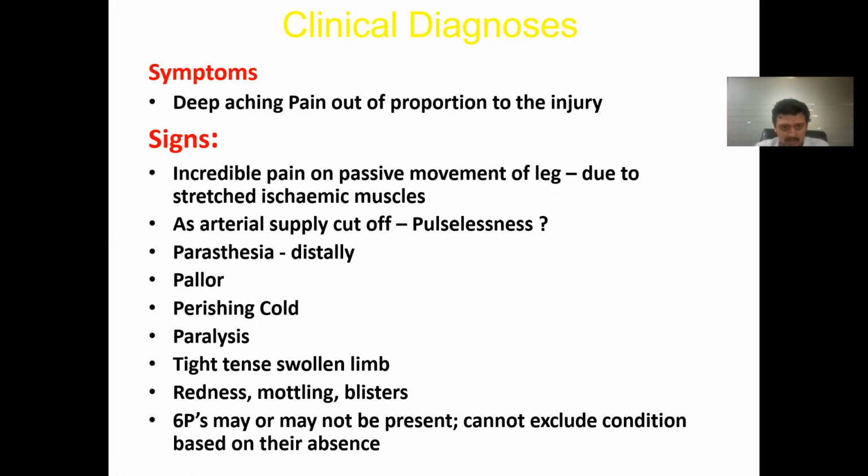You can see a tight, swollen limb. There will be redness, mottling or blister formation. The classical signs, the 6 P's, may or may not be present. You cannot exclude the condition based on the absence of the 6 P's.